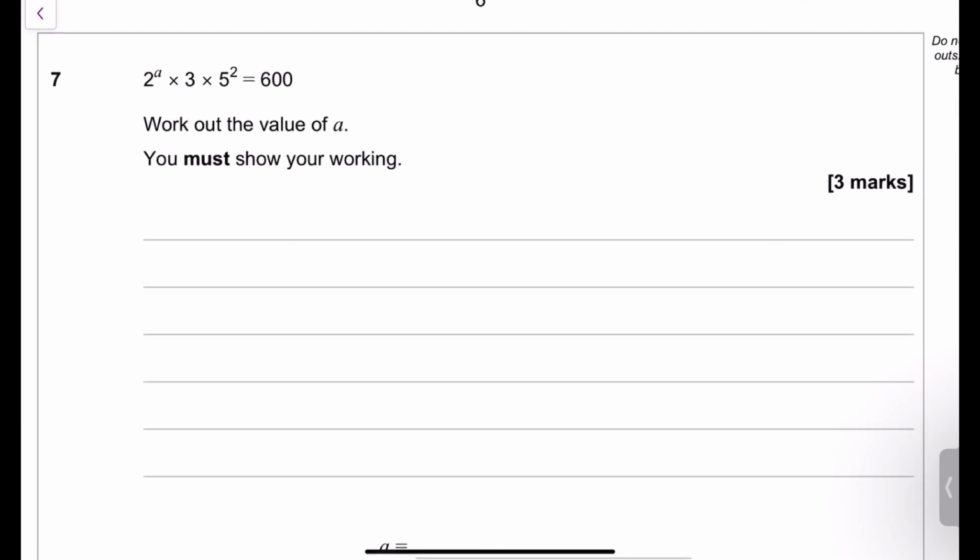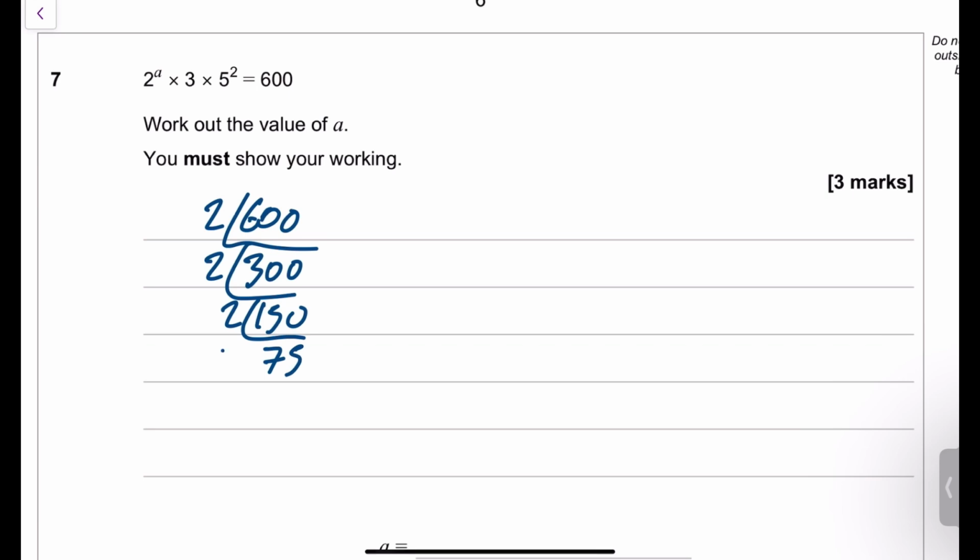Next one. It says work out the value of A. Right, this is a product of prime factors. And the only method I use is this one, what's called the ladder method. So divide by the smallest prime number as far as you can. Okay. And that's as far as I can go.